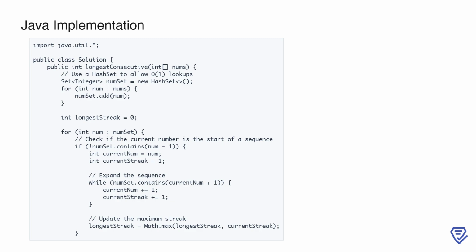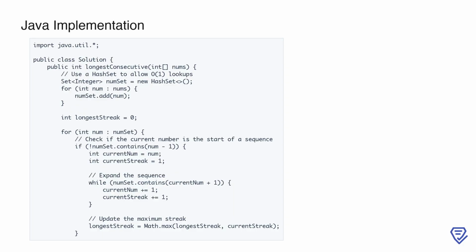Then, we iterate through each number in the hash set. For each number, we check if it is the start of a potential sequence by confirming that the number immediately before it, number minus 1, is not present in the set. If this condition is true, it means we can start building a sequence from this number. We initialize two variables, current number to track the current number in the sequence and current streak to count the length of this sequence.